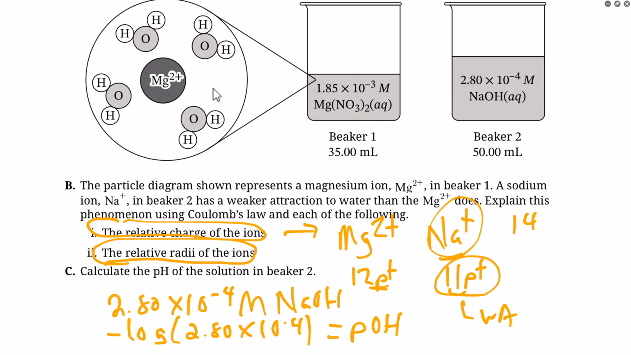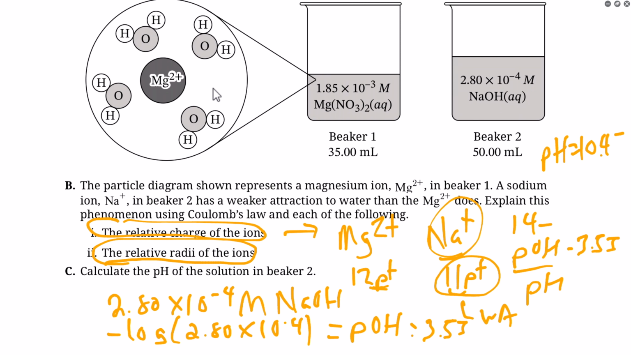And remember, we can take 14 minus the pOH to get the pH of this solution. So we'll take the negative log of 2.8 times 10 to the negative 4th. And what I get is a pOH that is 3.55. And again, if we subtract that from 14, we will get the pH of our solution. So 14 minus the 3.55 gives me a pH of 10.45. Okay, so there's the first couple of questions done. Let's see what we got up next.